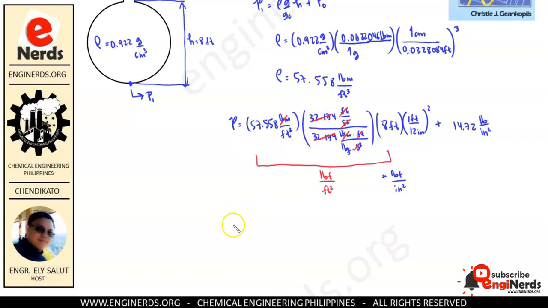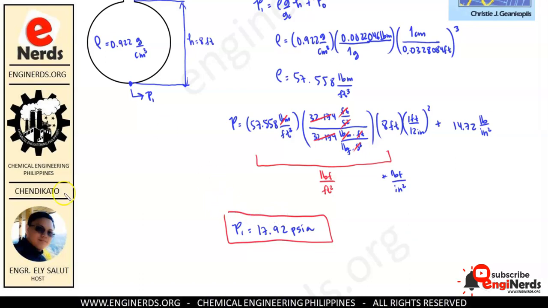So, now, our pressure 1 will be equal to 57.558 times 8 divided by 12 squared plus 14.72. So, our pressure will be equal to 17.92 psi-A. So, this is our final answer na.